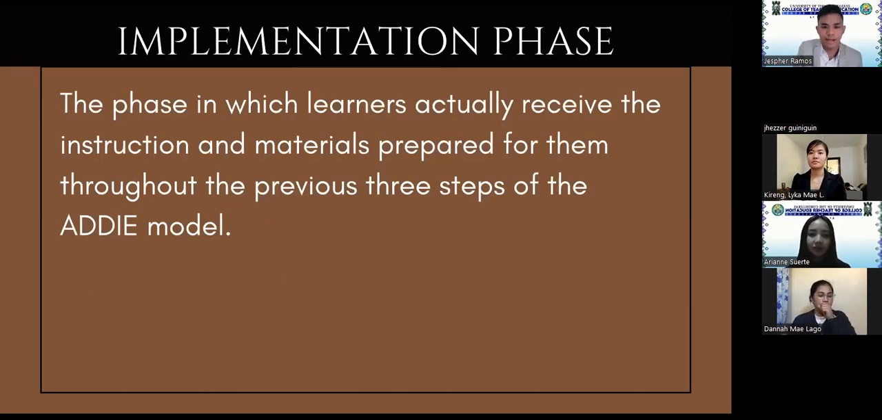Okay, thank you, Miss Ariane. So we now have the implementation phase. Here is the phase in which learners actually receive the instruction and materials prepared for them throughout the previous three steps of the ADDIE model. During the implementation, you will also be checking to ensure all content functions work properly.